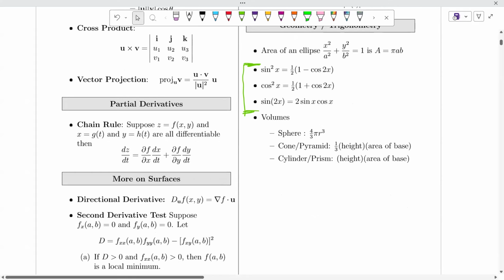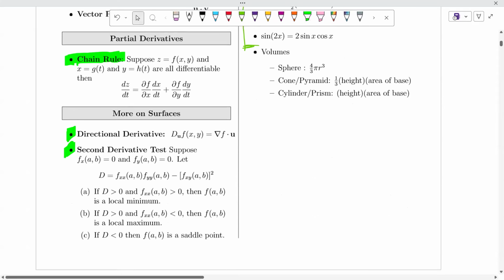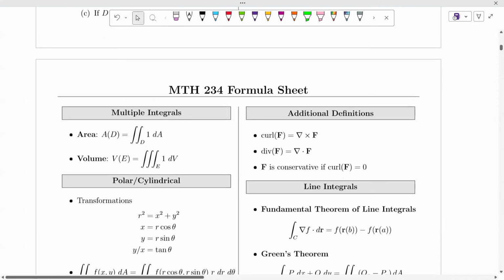The chain rule is on here. Definitely going to want that. So let's go highlight our chain rule. That'll come up. We also have everything in the more on surfaces section, really: the directional derivative and the second derivative test.